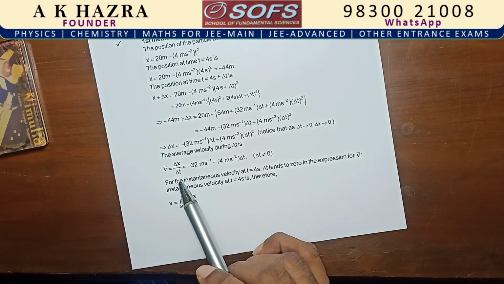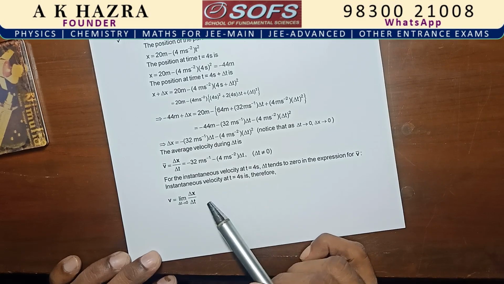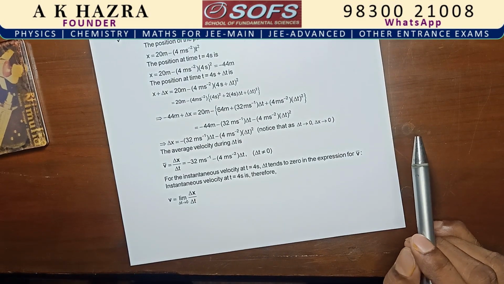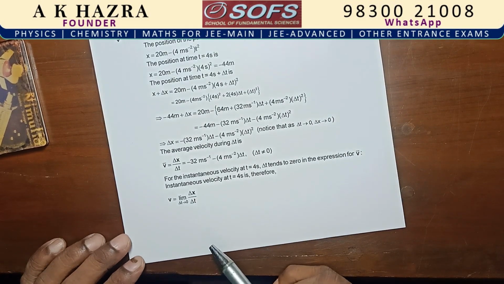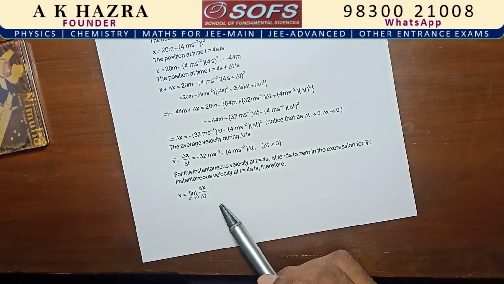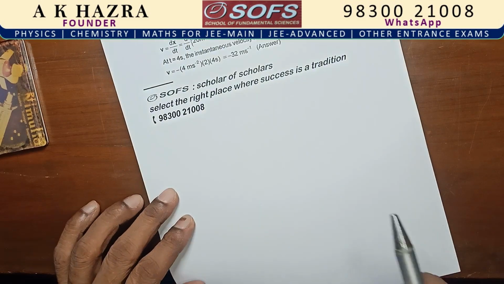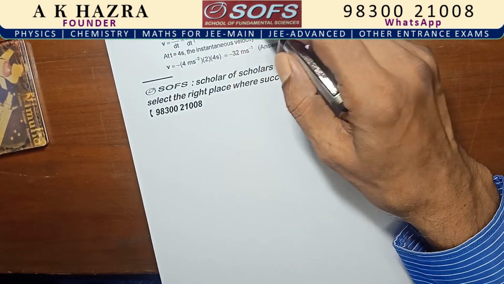The average velocity during the time interval, what? Dividing by delta t, we will have this one. Now to get the instantaneous velocity, we must put delta t tends to 0. It is a limiting average value. So what is the instantaneous velocity? It is the average velocity in the limit delta t tends to 0. So set the values here also same as before.